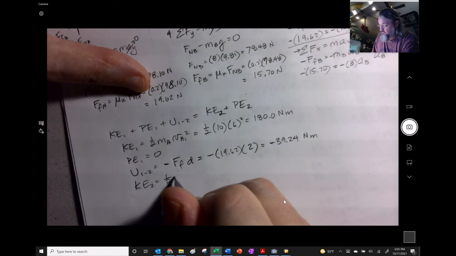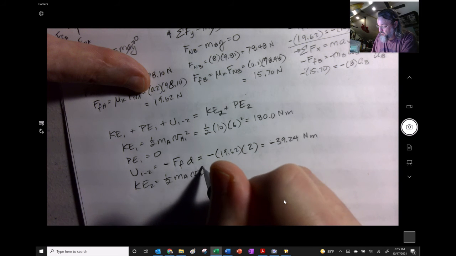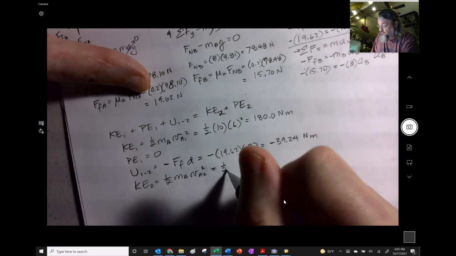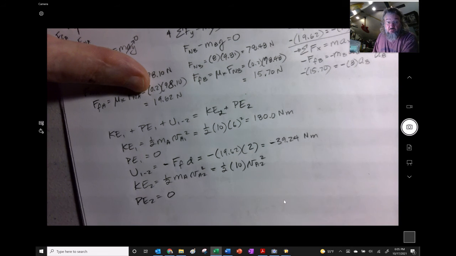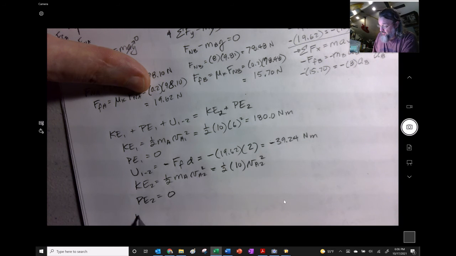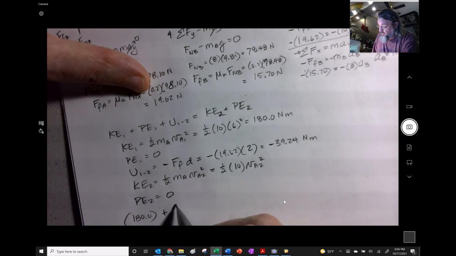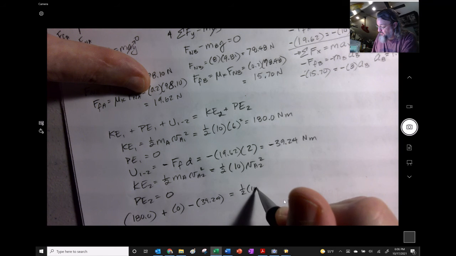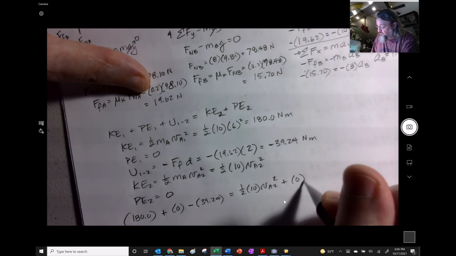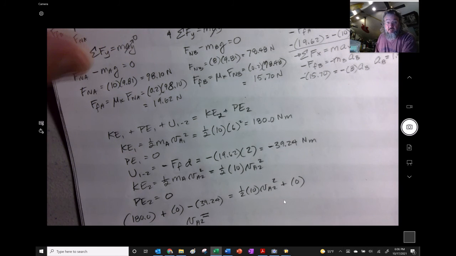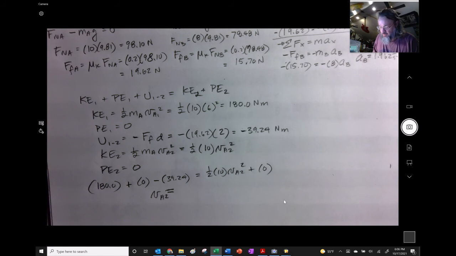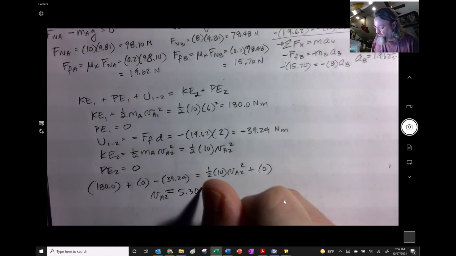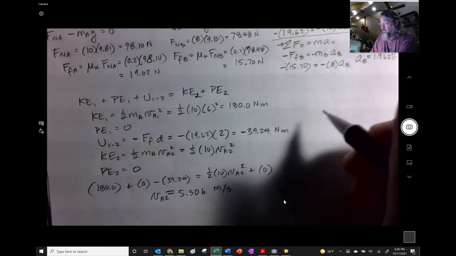KE2 is what I want to try to find. Actually, I want to find this right here. So I can put that 1/2 times 10 times VA2 squared, and then PE2 is equal to 0. All right, so plugging all these back in here, 180 plus 0 minus 39.24 is equal to 1/2 times 10 times VA2 squared plus 0. And I get VA2 is going to be equal to 180 minus that, multiplied by 2, divided by 10, take the square root. I get 5.306 meters per second.